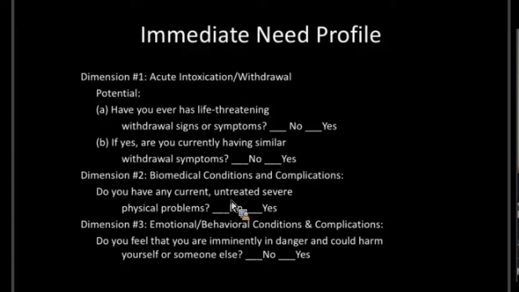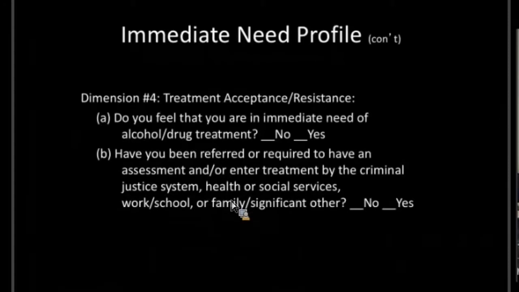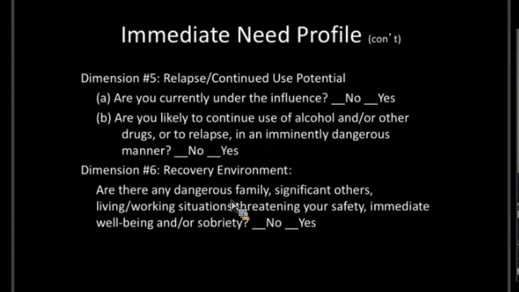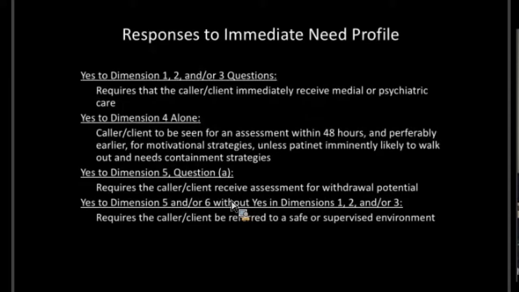So several of the dimensions address this. In terms of the acute intoxication or withdrawal, have you ever had life-threatening withdrawal symptoms before? If that answer is yes, that's a huge deal, especially for alcohol. Are you currently having withdrawal symptoms? That's where we begin to figure out that imminent component. Do you currently have untreated severe physical problems? If you have some horrible medical condition also occurring, maybe related to the opioid use disorder, that's really important to know at that moment. And then in terms of dimension 3, that's getting more around suicidality. Are you imminently in danger, or could you harm someone else? Homicidality. Those are the immediate need items that are really essential within ASAM.